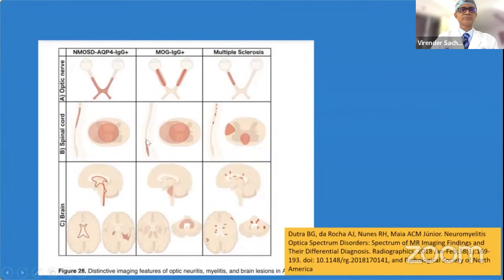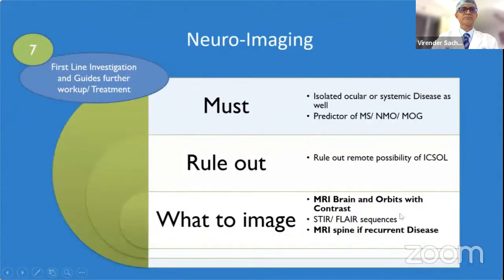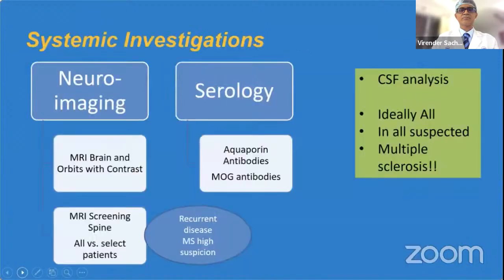In MOG-associated optic neuritis, bilateral involvement is common, however, the chiasm is usually spared. LETM lesions can be seen in the spinal cord but involve the sacrococcygeal area, and multiple white matter lesions can be seen, and especially involvement of the area postrema can be seen in MOG-associated optic neuritis. So MRI can give us a lot of clues, and it should be the first line investigation. We should obtain MRI brain and orbits with contrast with STIR and FLAIR sequences to look for lesions in the brain and in the optic nerve, and MRI spine ideally in all, but especially in patients who have recurrent disease.